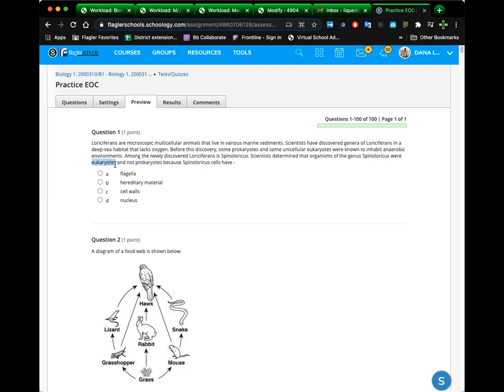Okay. Eukaryotes, on the other hand, do have a nucleus. So I just gave the answer here. They do have a nucleus. Eukaryotes have a nucleus. Prokaryotes do not. Some eukaryotes have cell walls. All cells have hereditary material, that's just DNA. And all cells can have a flagella that's just used for movement.